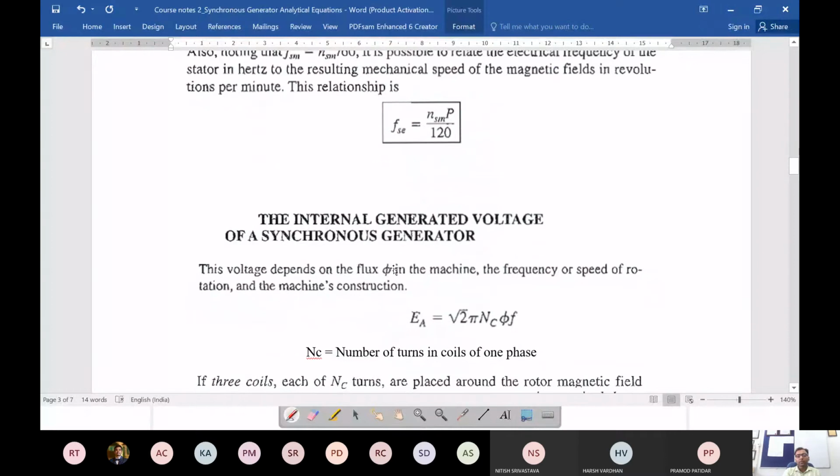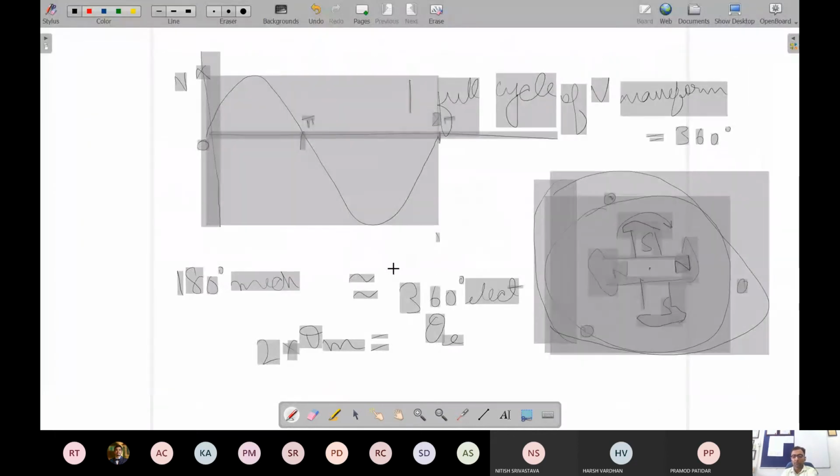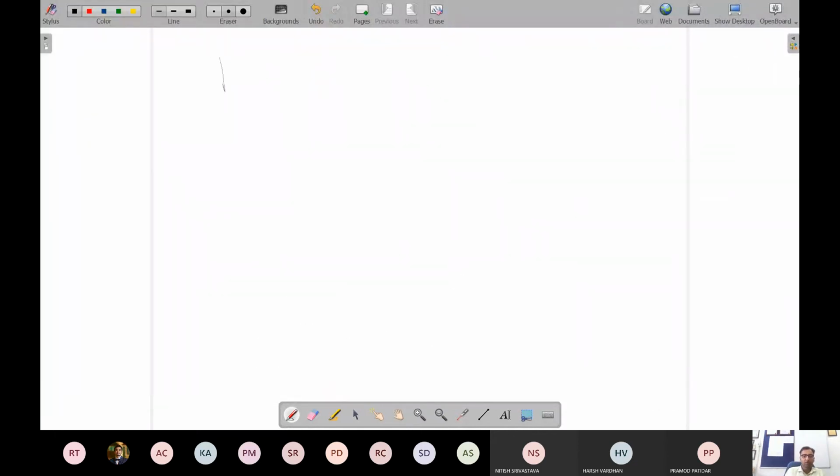Another important thing is the internal generated voltage of a synchronous generator. As you recall, we discussed in the first class also, the basic equation for power is voltage into current. Whenever we have electrical power being generated, there will always be these two quantities, voltage and current, and the product of these two will give the power. I'm especially telling this for people from non-electrical background: please always remember these have different units. Power will have units of watt, kilowatt, or megawatt. Voltage will have unit of volts, and current will have unit of amperes.